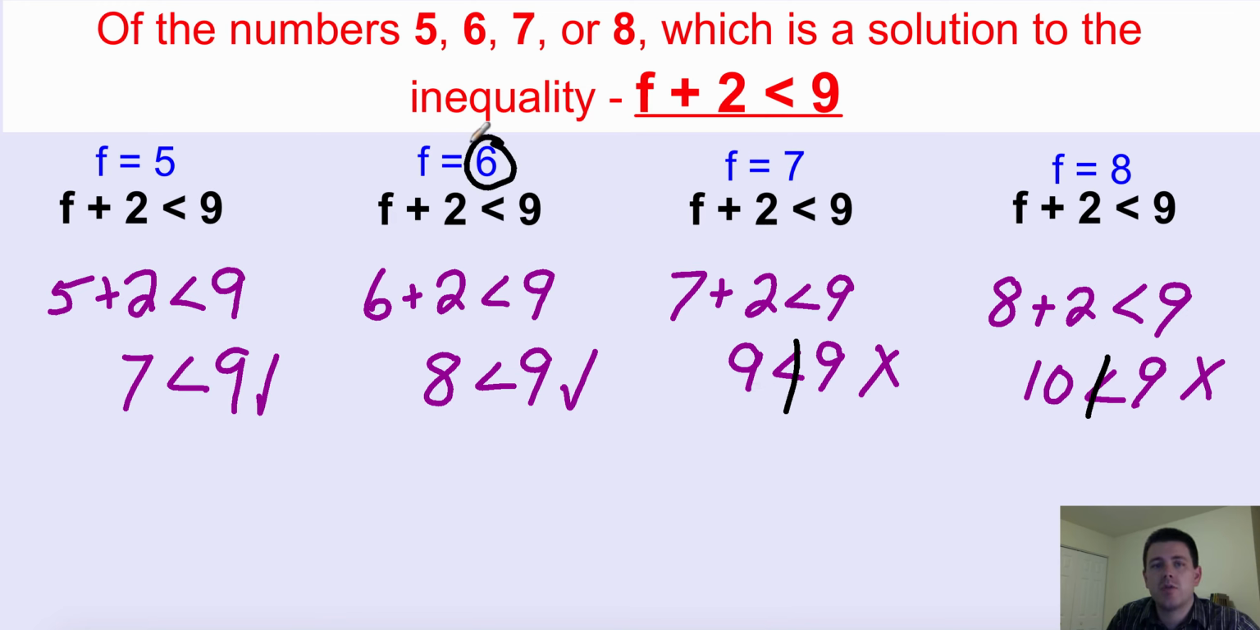The only ones so far that we've checked are 5 and 6. They both, if I plugged them into my inequality, gave me a true statement. It told me something that is true. 7 really is less than 9. 8 is less than 9 when I plugged them in. So that's one way of checking your solutions: plug in several numbers, see which ones work and which ones don't. Remember, for an inequality, you're often going to have more than one possible solution.